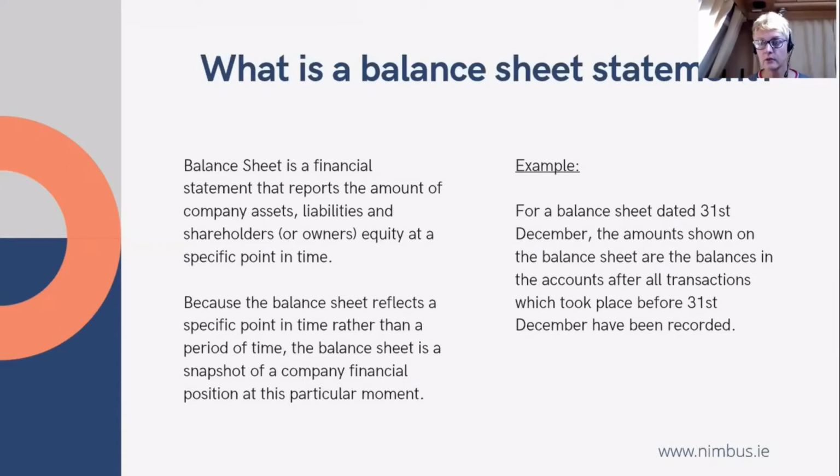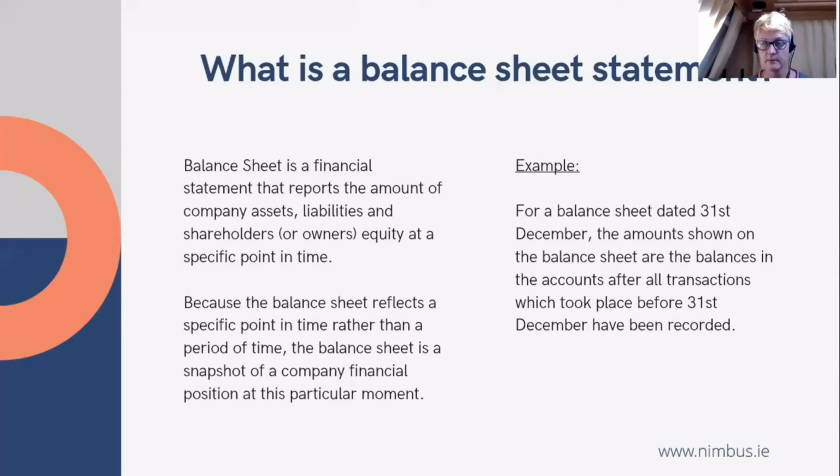Profit and loss account is for a certain period of time, for instance, for a full financial year. This is all your revenues and expenses during the year. Whilst the balance sheet statement is at a point in time, so at the end of the year, for instance, 31st of December. It's always at one date. Because the balance sheet reflects a specific point in time rather than a period of time, the balance sheet is also called a snapshot of the company financial position, usually at the end of the year.